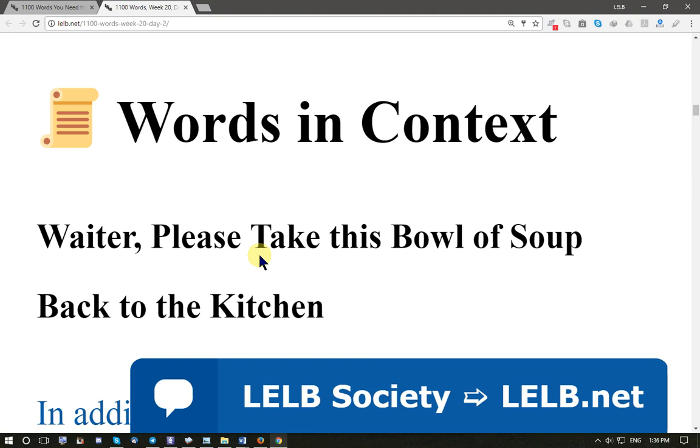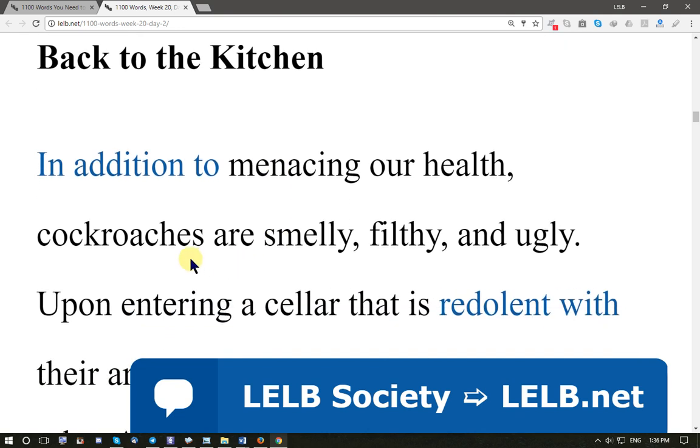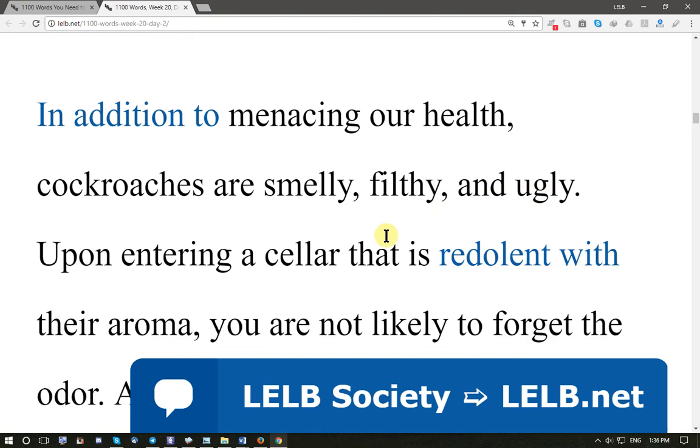Okay, words in context. Waiter, please take this bowl of soup back to the kitchen. This is the topic, or the title, let's say. In addition to menacing our health or threatening our health, cockroaches are smelly. Here we don't say redolent, because redolent is generally positive, but smelly means malodorous. Filthy means not clean, unclean. Ugly, unattractive.